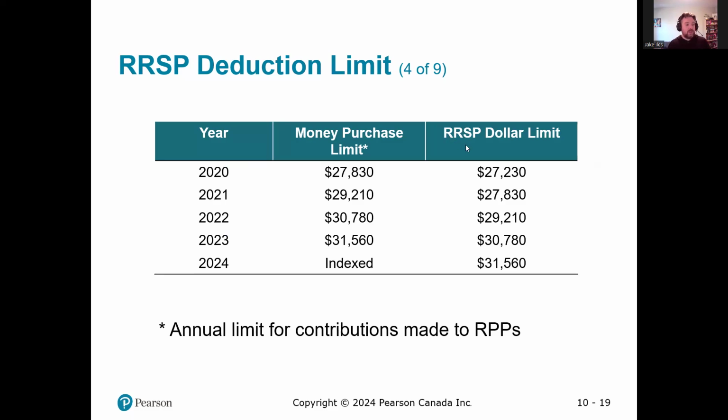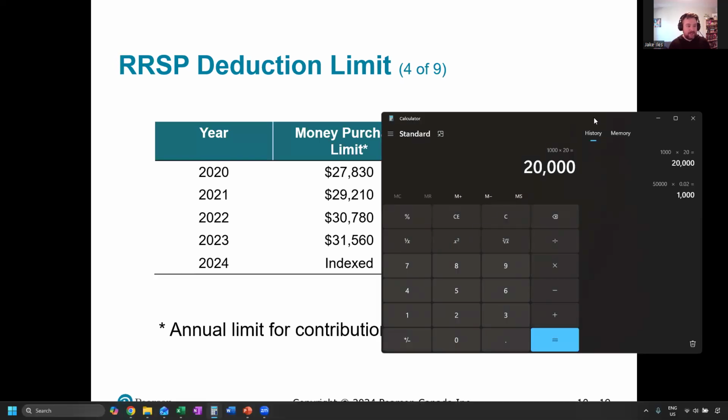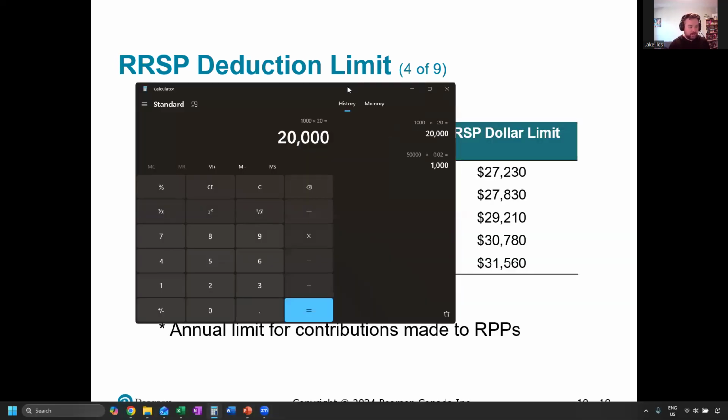So when using 18% on earned income of $100,000, that's $18,000 a year. In order to hit these maximums, you would need to be making significantly more. For 2024, the limit is 31,560 divided by 0.18. So you would need to make $175,000 to hit that limit.